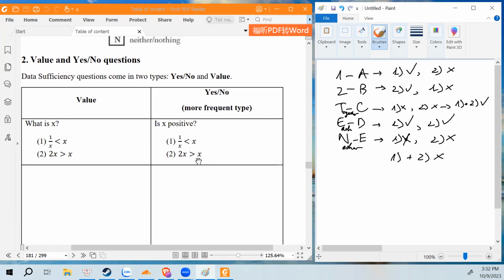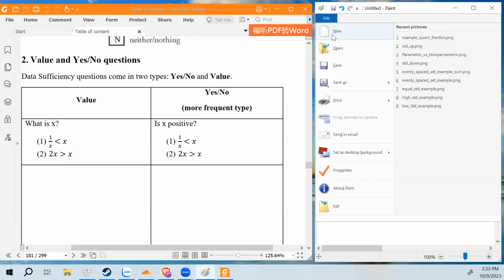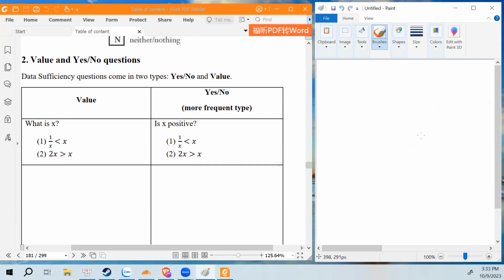All right. The second thing I want to cover here is the 2 subcategories of data sufficiency questions. The 2 subcategories are value questions and yes-no questions. What does that really mean? All right, so for example, if I have a question that asks, what is X? And I give you 2 statements. Statement 1 is 0 is less than X and X less than 1. And statement 2 is X plus 3 equals 5.